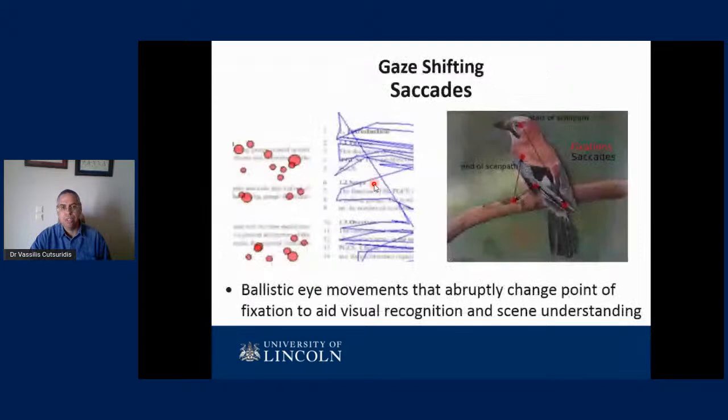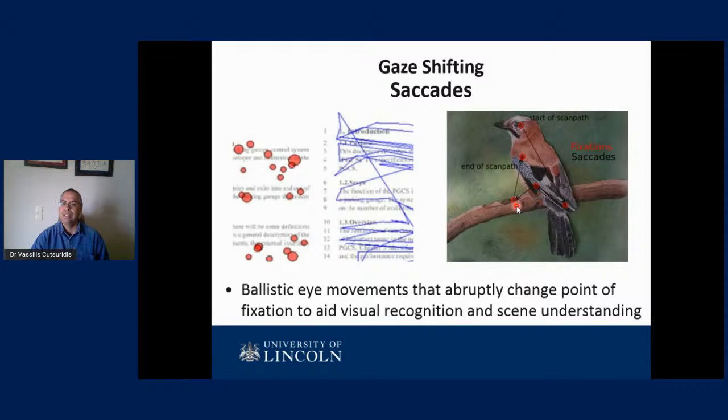The next slide is about saccades. So what are those saccades? They are eye movements which are extremely fast, and they're ballistic, meaning that they are open loop. Once you generate a saccade, you cannot correct it while it is en route to the target. And they're heavily related to visual perception. What they do is change the point of fixation in order to aid visual recognition and scene understanding. We can see here from this image that there are five different fixation points, which are the red circles, and then lines that connect those red circles. Those lines are actually the saccades.